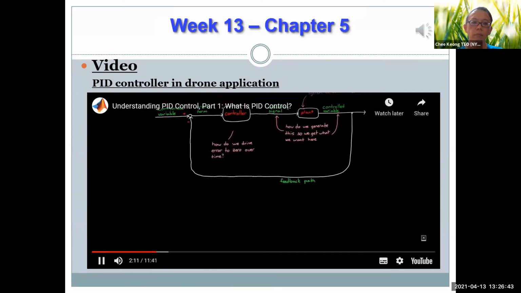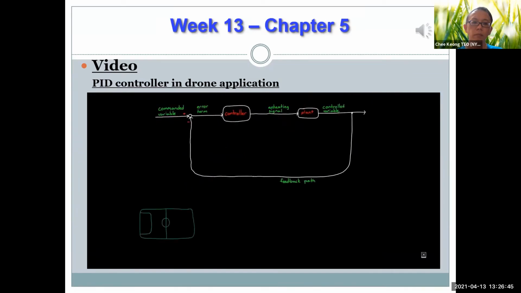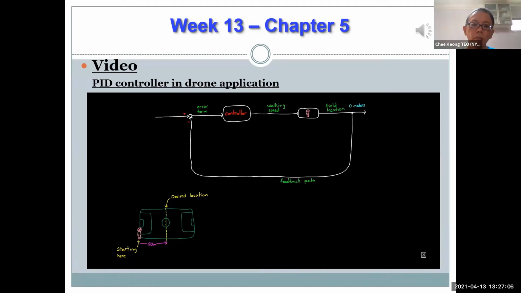Illustrate this with an example. Imagine you are standing on the goal line of a soccer field, and you want to walk to the half field line 50 meters away. In this case, you are the plant. The actuating signal is the speed and the direction that you walk, and your current location on the field is the output variable, or 0 meters to start, and then 50 meters is the command. Therefore, at the beginning, your position error is 50 meters, or 50 minus 0.